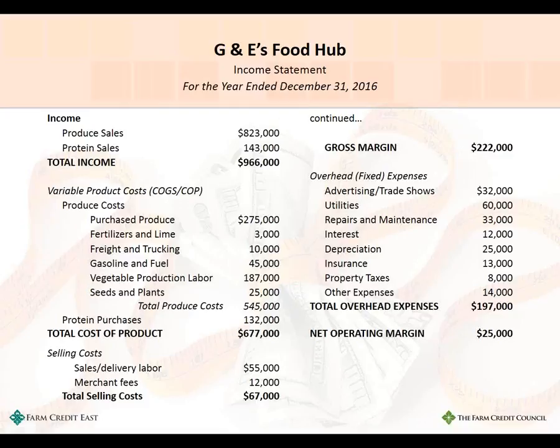What do you think? What are we missing? What do we have to pay for before we can pay for that advertising? What in the income statement has an earlier claim to those dollars? Yeah, I have to buy the produce to sell it. Right. And that's going to vary with how much business we do.